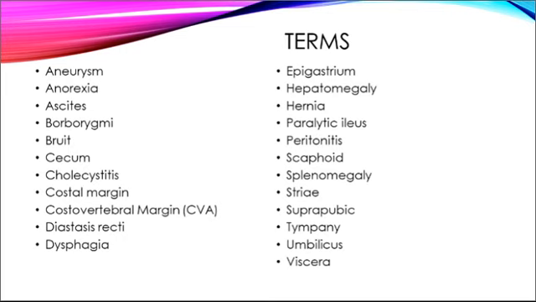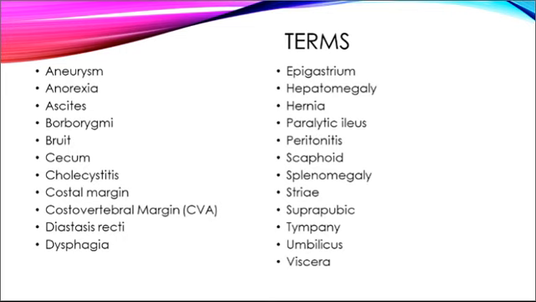A bruit is a blowing, swishing sound because the artery is partially obstructed. You may hear that over any artery. You don't want to hear it, but you might hear it. Cecum is the first part of the large intestines. Cholecystitis is inflammation in the gallbladder. Remember, this itis on the end is always inflammation, and when they remove your gallbladder, it's cholecystectomy. So cholecystitis is inflammation of your gallbladder. Costal margins, I mentioned as I was going over the slides, is the border of your rib margin where your diaphragm is.